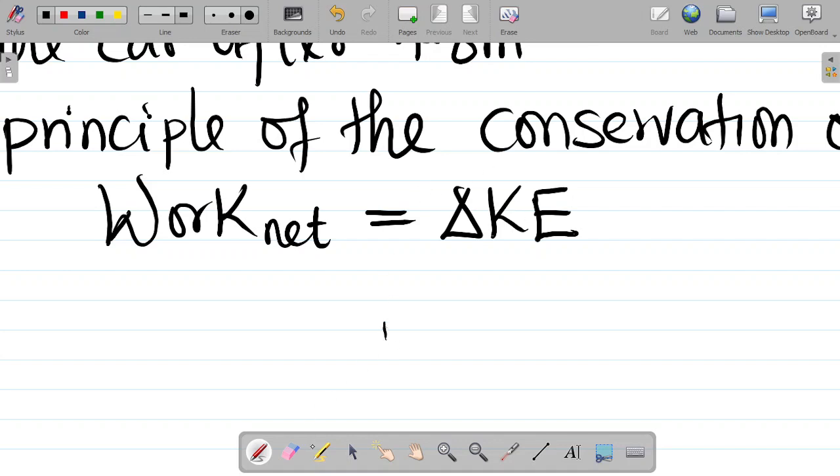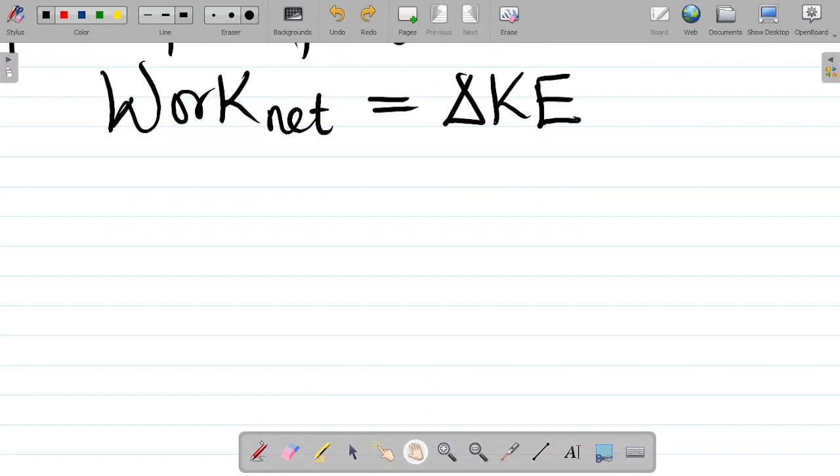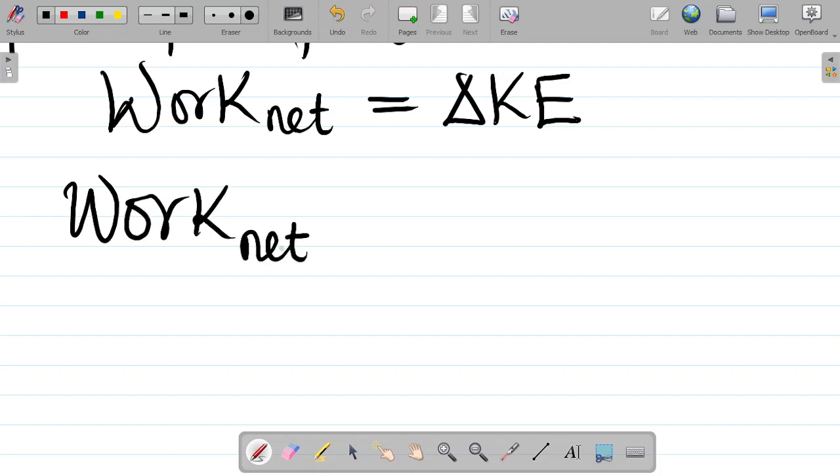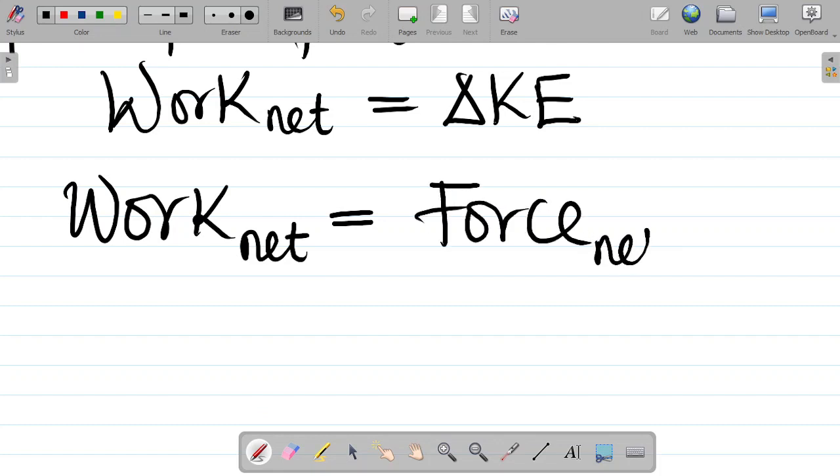Now, when we say net work done, work net, that's the total work. To get work net, it becomes the force net. Remember that work is equal to force times distance. It becomes force net times distance. Of course, distance covered is already given in the question. So the work net will be equal to the net force times distance.